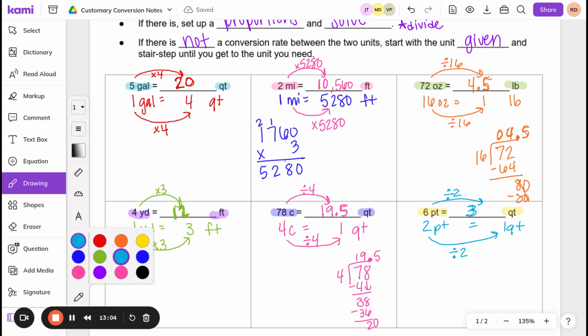Some reminders when you're setting up the proportion: the units should match. In each of my problems, you can see the unit on the top matches the unit below. If the relationship is not directly listed on your star chart, you're going to have to do that extra step of moving a number up. So you're going to have to multiply before you do whatever operation you need to actually solve the proportion.